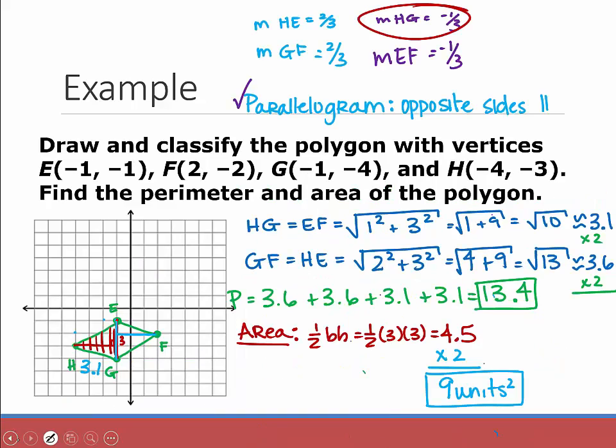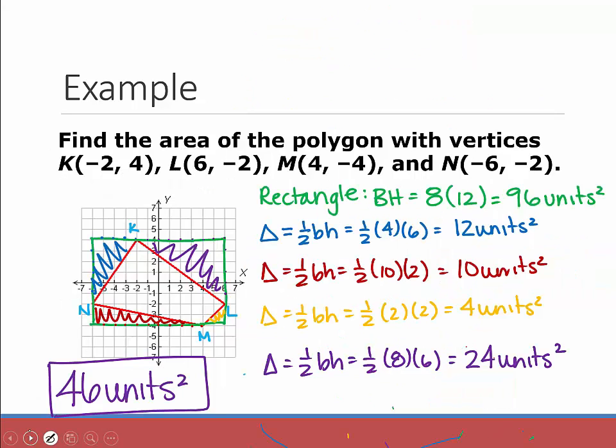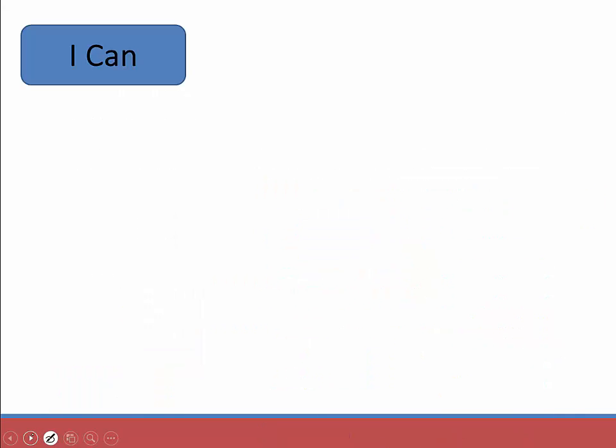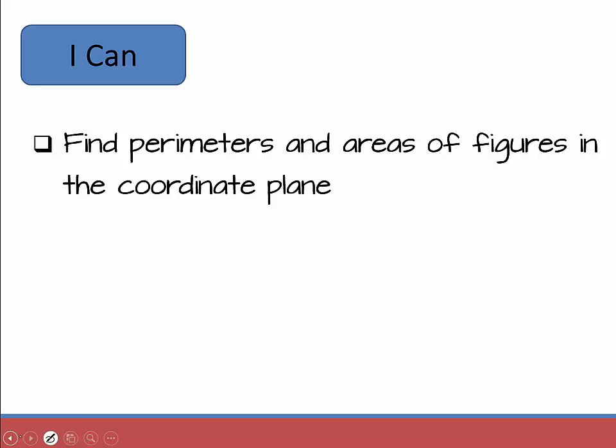I like this way a little better than cutting it up, but sometimes cutting it up is the better way, like in this parallelogram's case here. Had we made the thing all the way around, we would have had to find areas of 4 triangles. For this one, we just had to find the area of 2. So it depends on your shape, depends on how much cutting up you want to do. So you should be able to find perimeters and areas of figures when they're in the coordinate plane.